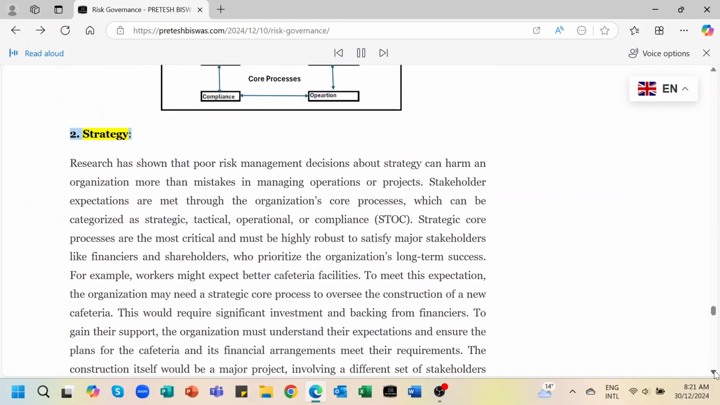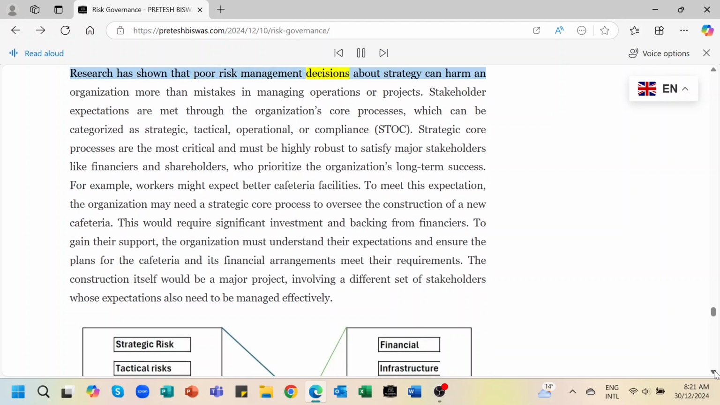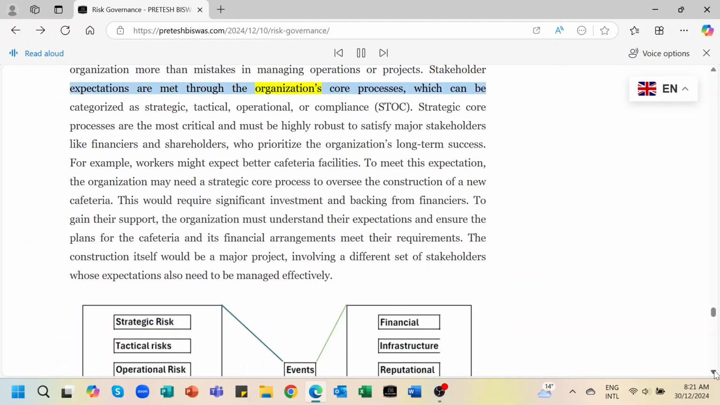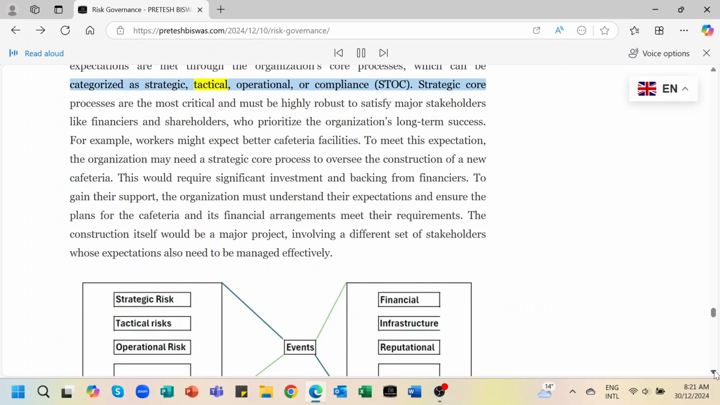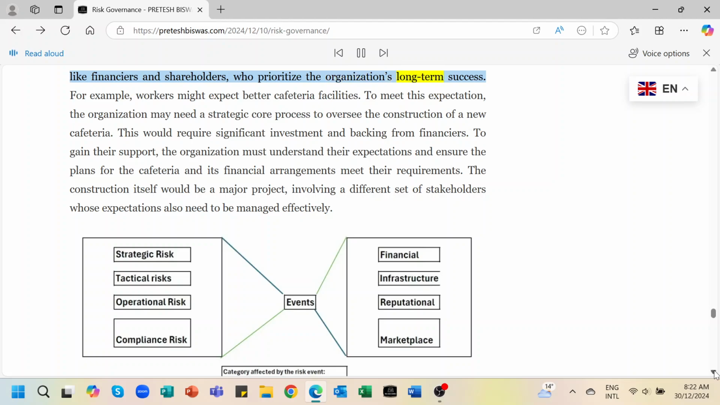2. Strategy. Research has shown that poor risk management decisions about strategy can harm an organization more than mistakes in managing operations or projects. Stakeholder expectations are met through the organization's core processes, which can be categorized as strategic, tactical, operational, or compliance. Strategic core processes are the most critical and must be highly robust to satisfy major stakeholders like financiers and shareholders, who prioritize the organization's long-term success.